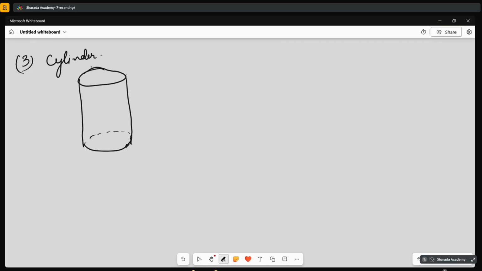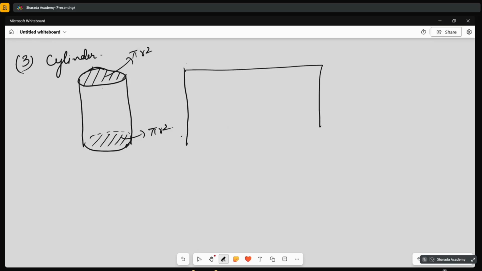Okay. So cylinder, there are three surfaces. Each one is pi r square, and this is also pi r square. Okay. And when you cut this and open that, it looks like a rectangle. Correct. And what will be this length? 2 pi r, and this height will be h. So total surface area will be 2 pi r square plus 2 pi r into h.